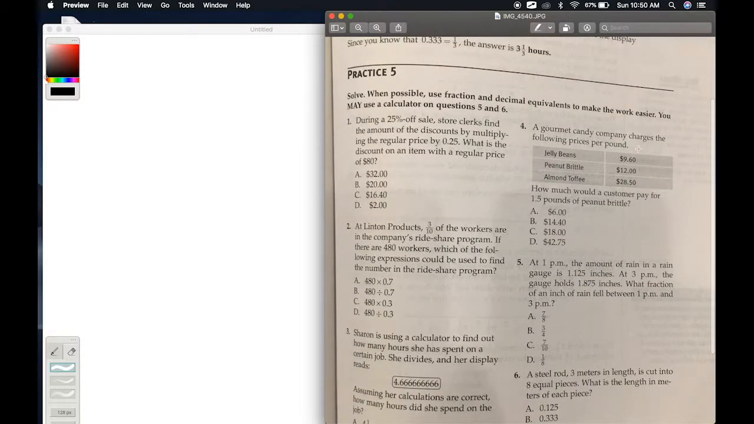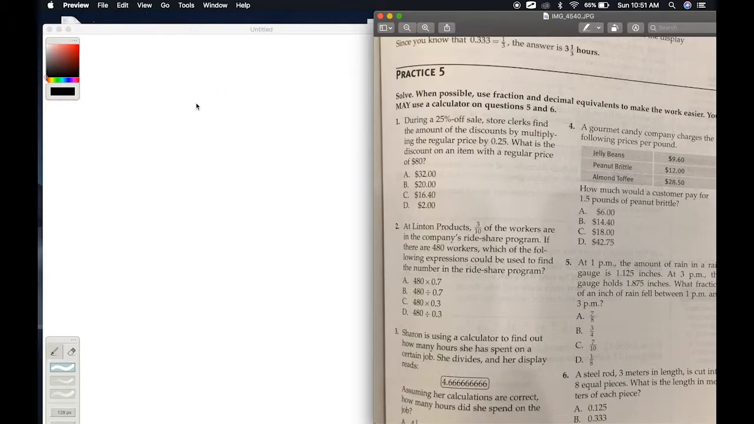Okay, this is number 4. A gourmet candy company charges the following prices per pound. Sorry, I said changes, I meant charges. How much would a customer pay for 1.5 pounds of peanut brittle? So we know that peanut brittle is $12 per pound. Okay, so if they want 1.5 pounds of peanut brittle, that's kind of easy to do in your head because it's a small number.